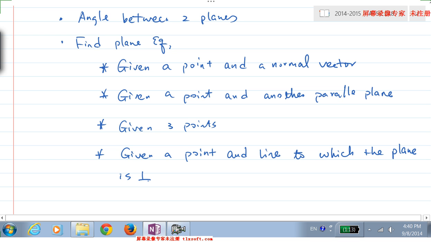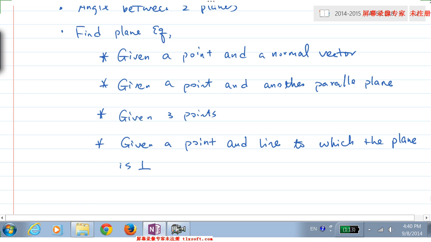Okay, so you have a point on the plane, so the plane goes through one point. At the same time, the plane is perpendicular to a given line, right? And then what will be the plane equation? That question will be answerable after we learn the line equation.